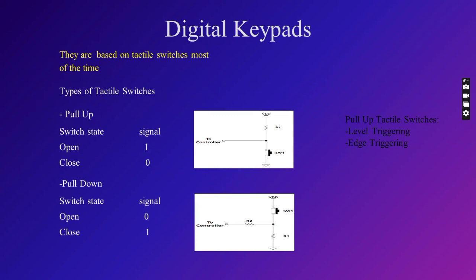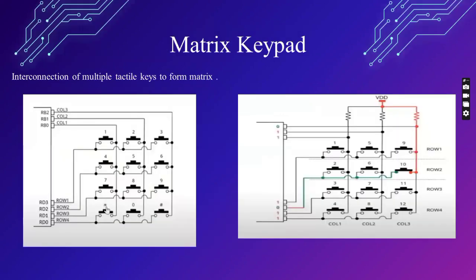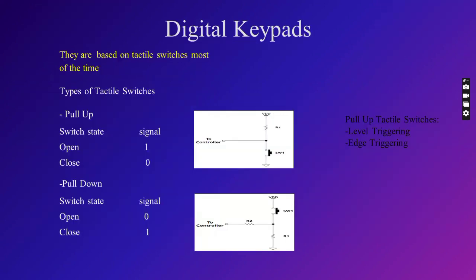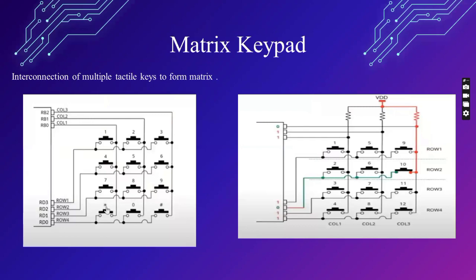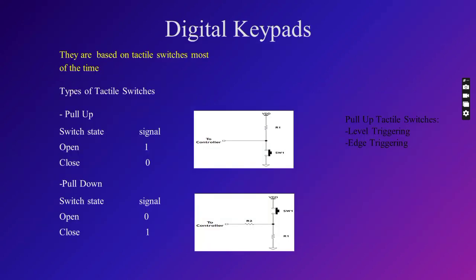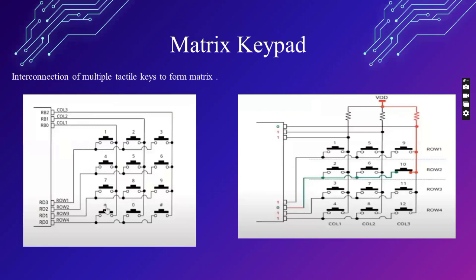These are the types of tactile switch that we use in our projects. We have some types of triggering methods: the level triggering and the edge triggering. In level triggering, actions are performed multiple times while the key is pressed. For edge triggering, the action is performed only once.